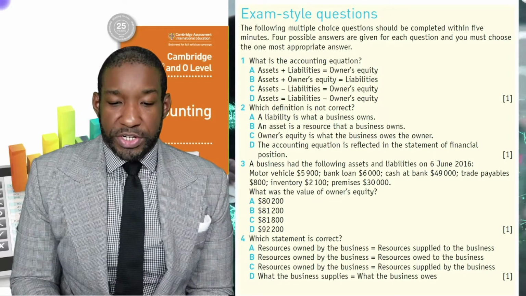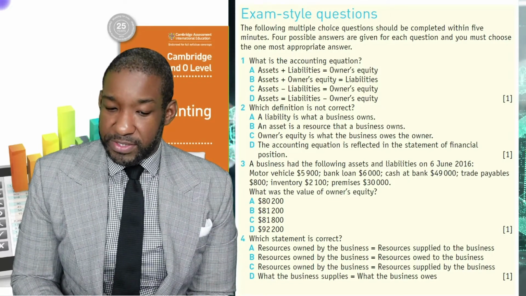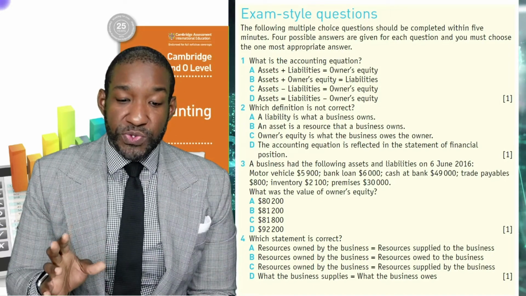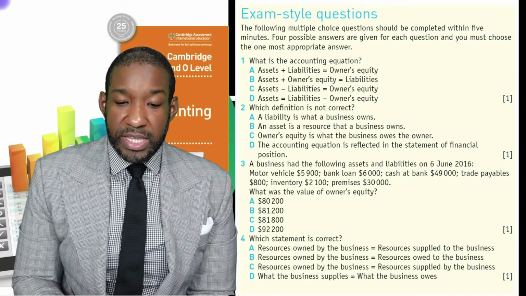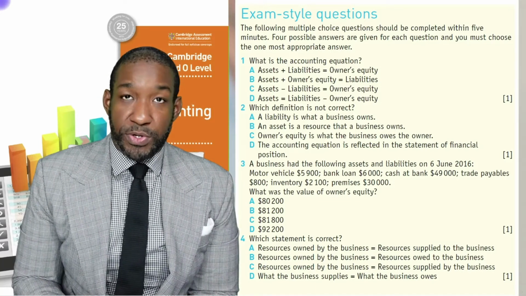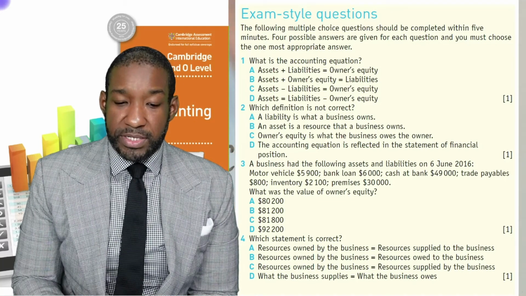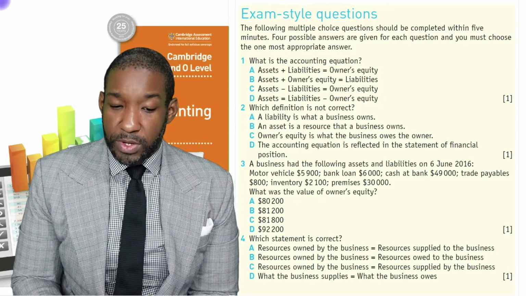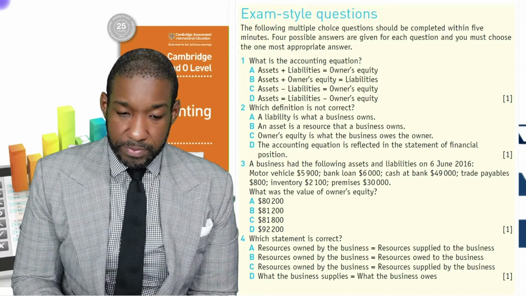Exam style questions. The following multiple choice questions should be completed within 5 minutes. 4 possible answers are given for each question, and you must choose the one most appropriate answer. Number 1, what is the accounting equation? Is it A, assets plus liabilities equals owner's equity? B, assets plus owner's equity equals liabilities? C, assets minus liabilities equals owner's equity? Or D, assets equals liabilities minus owner's equity?